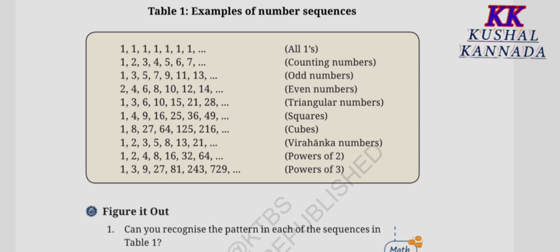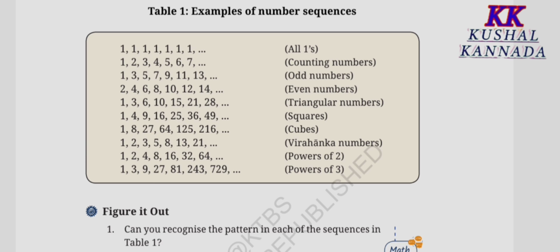Next, even numbers: 2, 4, 6, 8, 10, 12, 14. The sequence is a sequence of consecutive even numbers starting from 2, adding 2 to the previous term to get the next term, as 2 plus 2 is equal to 4, 4 plus 2 is equal to 6, 6 plus 2 is equal to 8, 8 plus 2 is equal to 10.